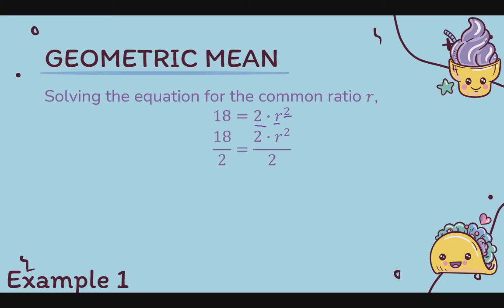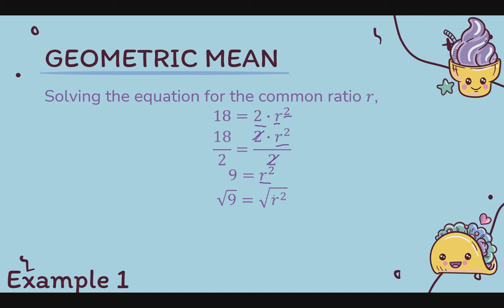So first, i-divide muna natin both side by 2 para ma-cross out natin ang 2 at maging 1 na lang yan. And 18 divided by 2 is equal to what? Very good, 9. And ang matitira naman sa right side ay r squared na lang. Okay. Now, meron na tayong 9 equal to r squared. Pero wala pa din tayong value ng r kasi r squared pa rin yung nasa right side ng ating equation.